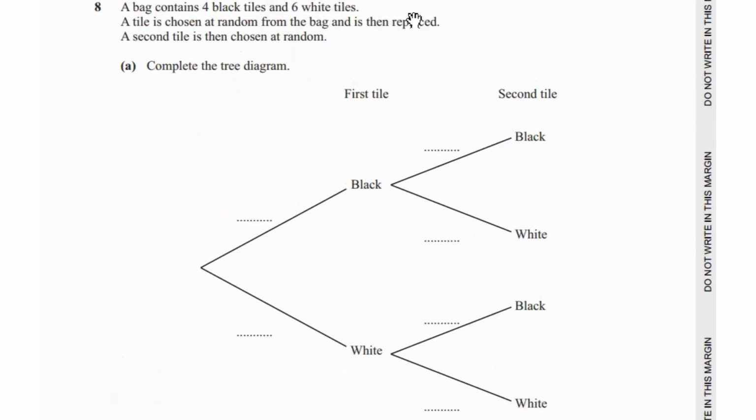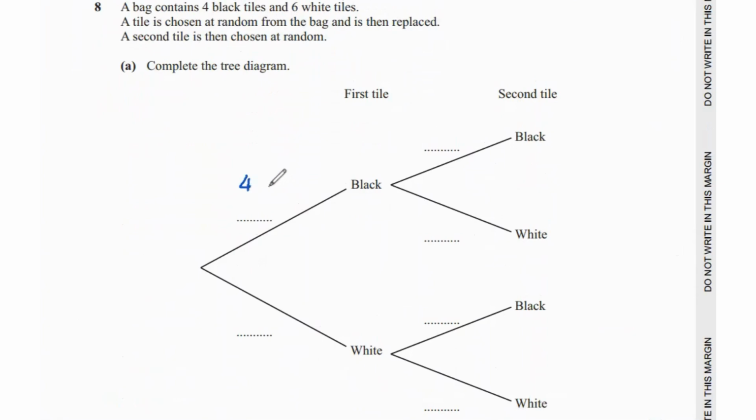Then we have a probability tree diagram. It says a bag contains 4 black tiles and 6 white tiles. A tile is chosen at random from the bag and is then replaced. A second tile is then chosen at random. Complete the tree diagram. So we have 4 black and 6 white.